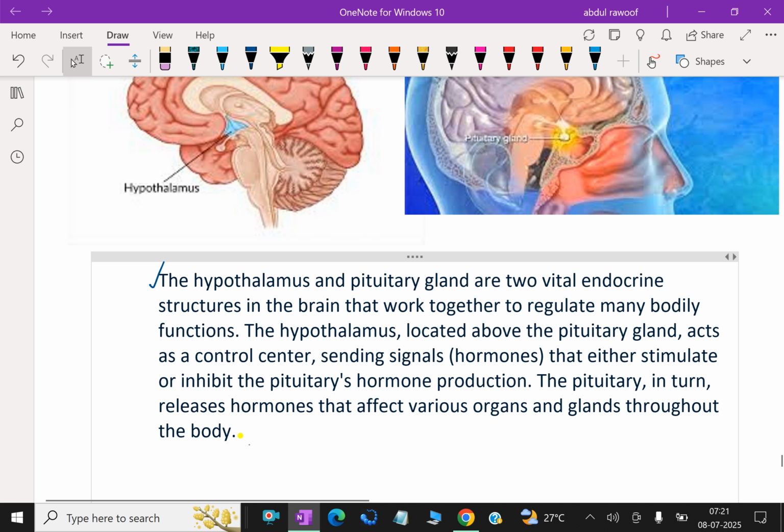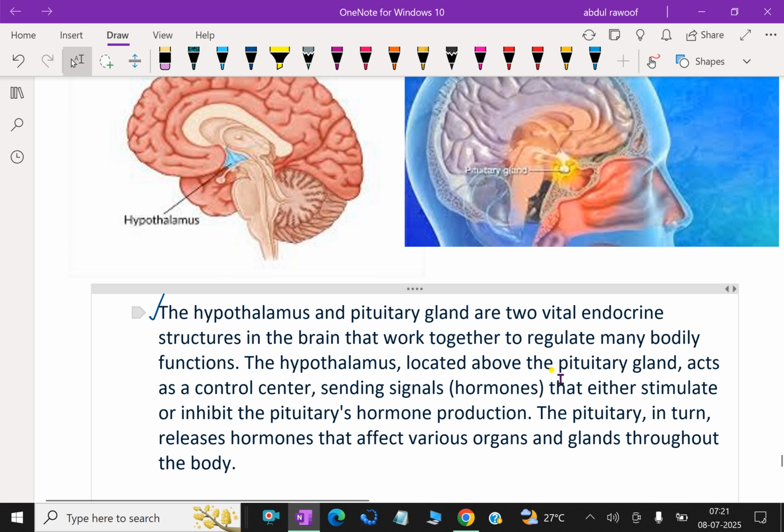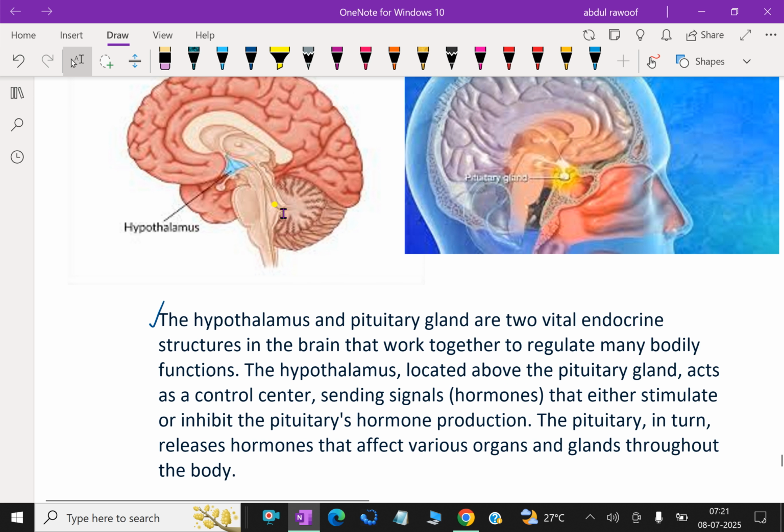The hypothalamus, located above the pituitary gland, acts as a control center, sending signals, hormones that either stimulate or inhibit pituitary hormone production. The pituitary in turn releases hormones that affect various organs and glands throughout the body.